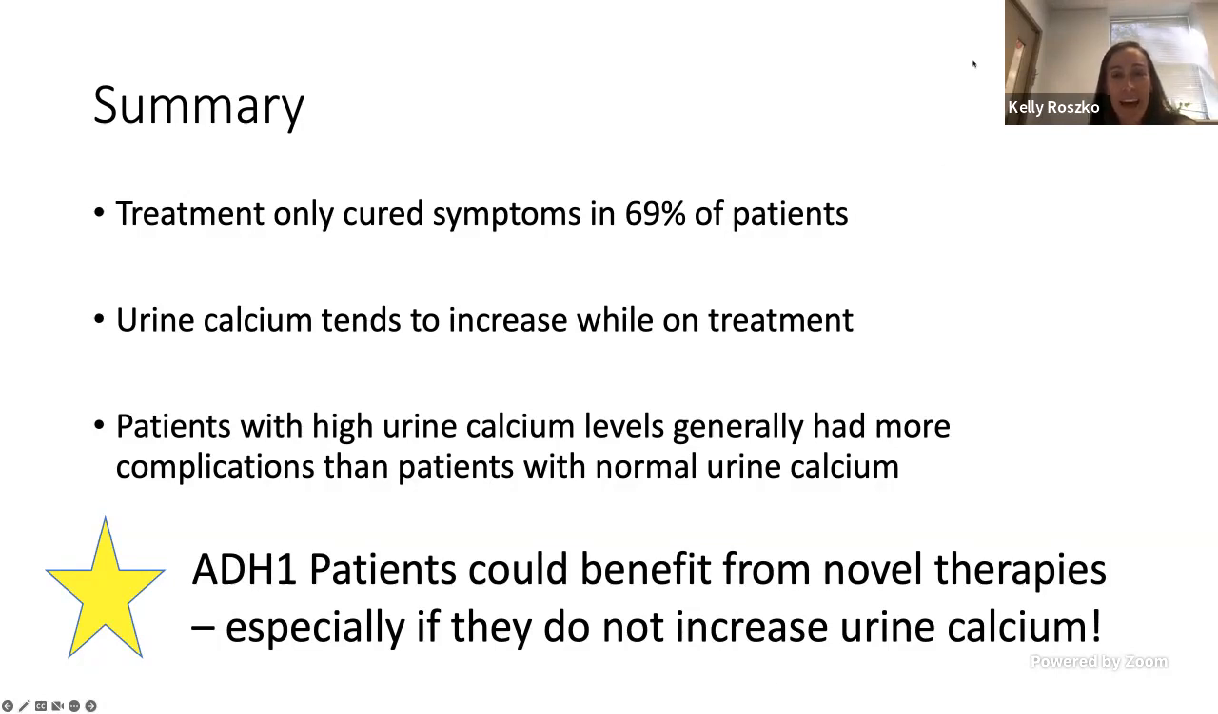And with that, I am going to turn it over to Dr. Gafni, who's going to tell us about some of the exciting new therapies.